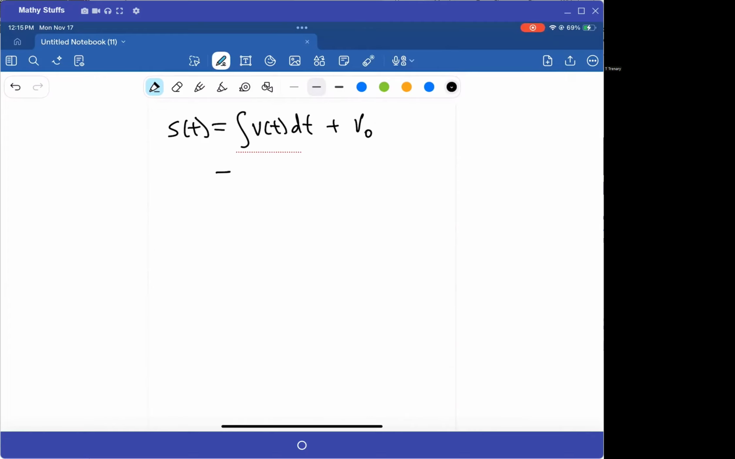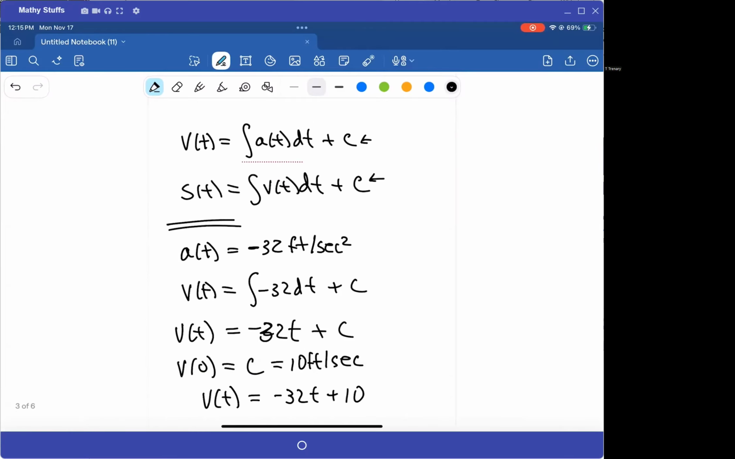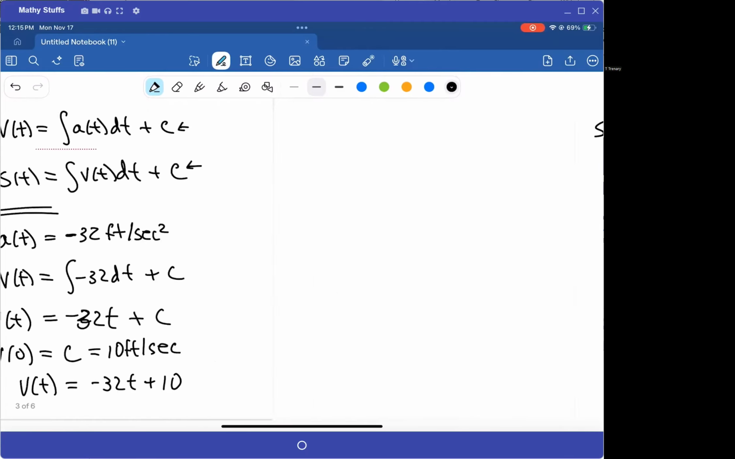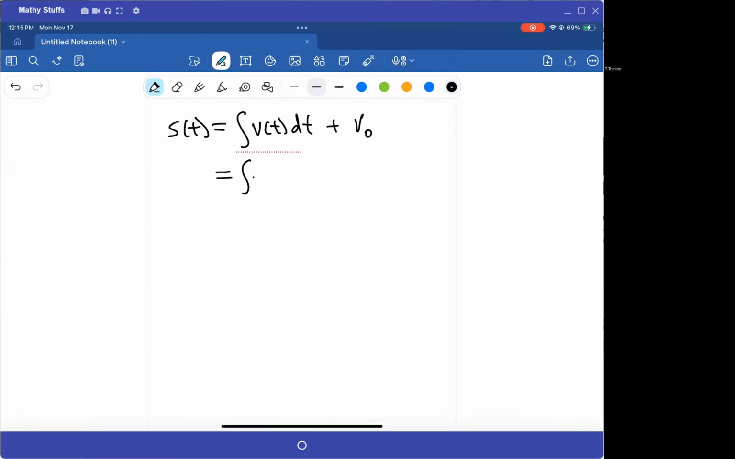So this is equal to, let's get that function that we just created, negative 32t plus 10 dt plus initial velocity. That's our constant of integration here. So instead of a c, I'm just using what I know it's going to end up being. And when I take that antiderivative, I get this t going to t squared. We divide by 2 out in front.